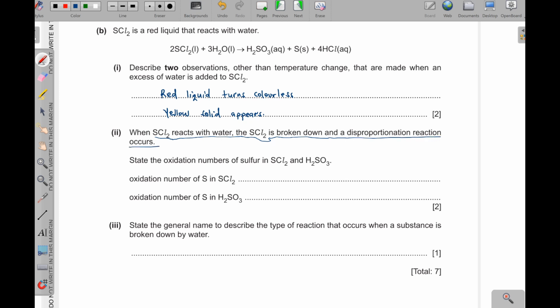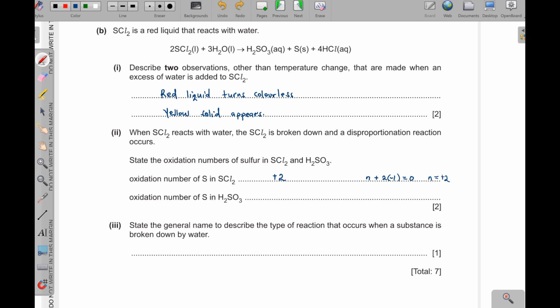Then Roman 2, when sulfur dichloride reacts with water, the sulfur dichloride is broken down and a disproportionation reaction occurs. Remember, for a disproportionation reaction, we are looking at that one species which is both oxidized and reduced. State the oxidation numbers of sulfur in sulfur dichloride and sulfurous acid. Okay. Let us look at this one here. Maybe the oxidation state is N, then plus chlorine. The oxidation state is, of course, -1, but there are two of them. Then we are equating to 0 because this one has no charge. So that means our N here is going to be equal to +2. So we shall put a +2 here.